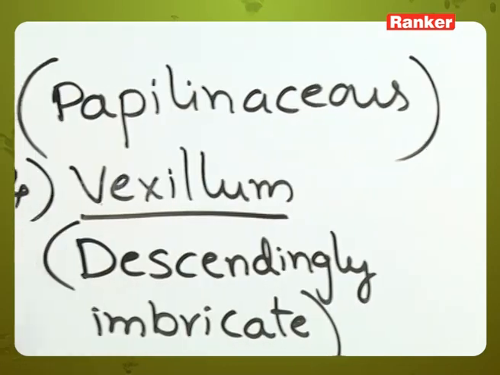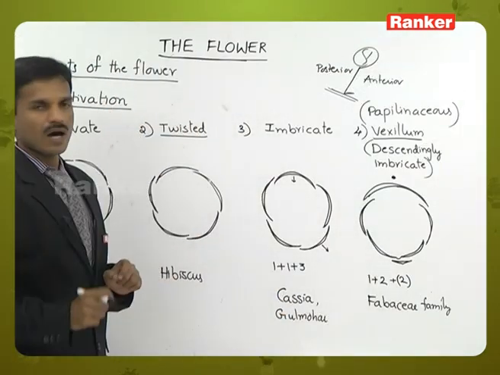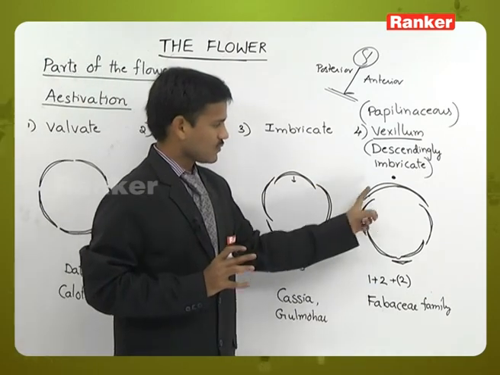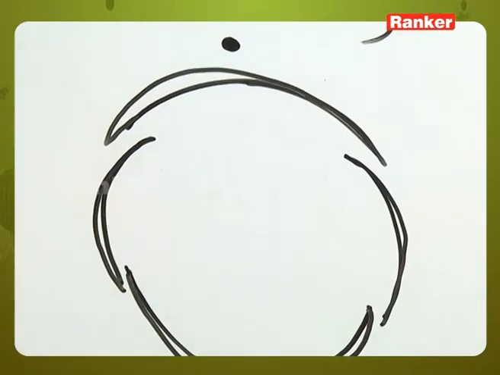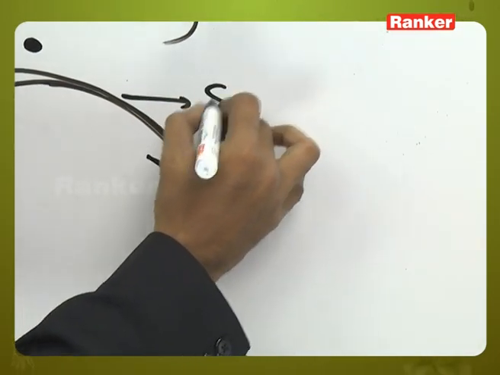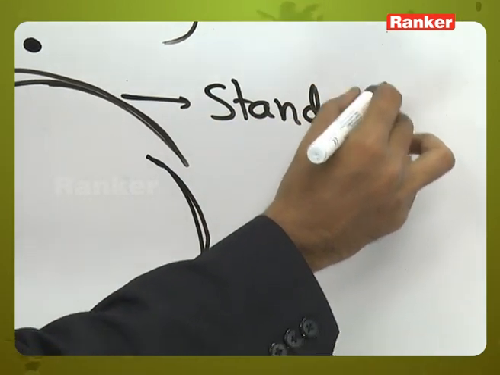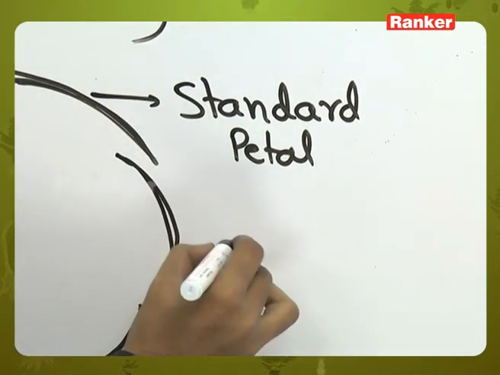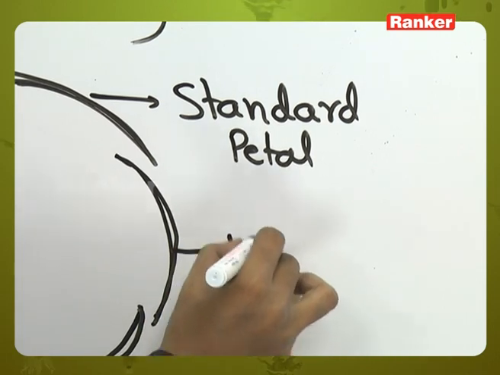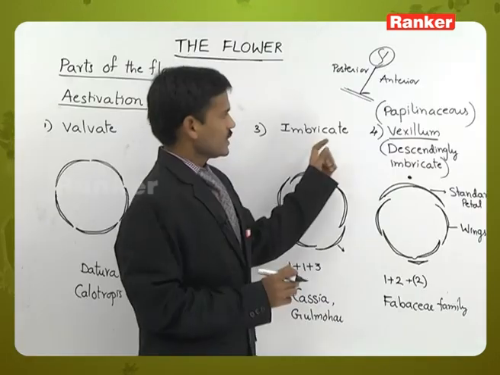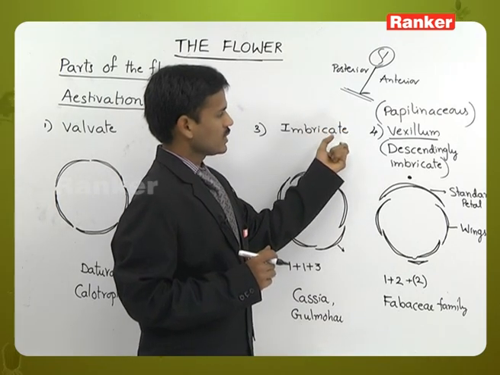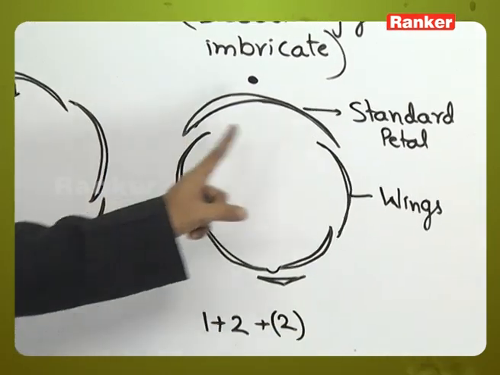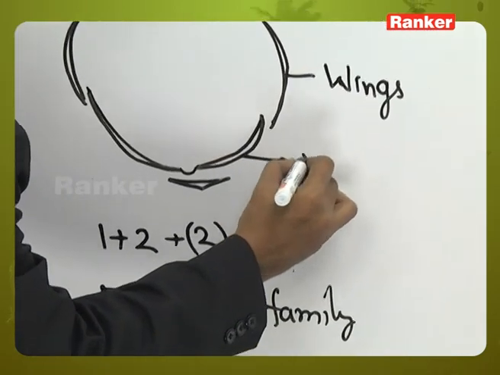Papilionaceous aestivation, or vexillum type of aestivation, or descendingly imbricate type of aestivation. In this, a total of 5 petals are there. The posterior petal is called the standard petal, and these two are wings. Here in the papilionaceous corolla, the standard petal is the posterior side petal, and these two are wings, and these two are keels.